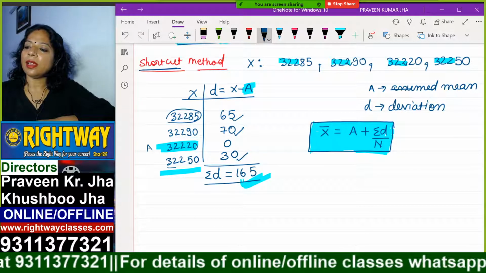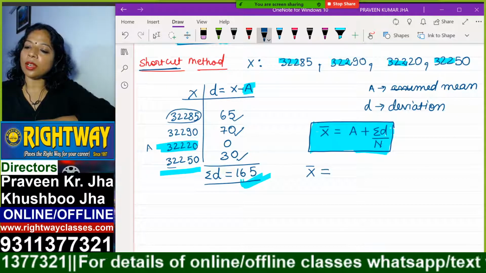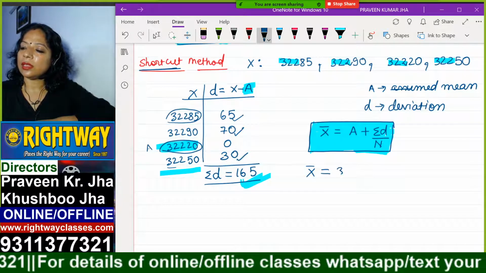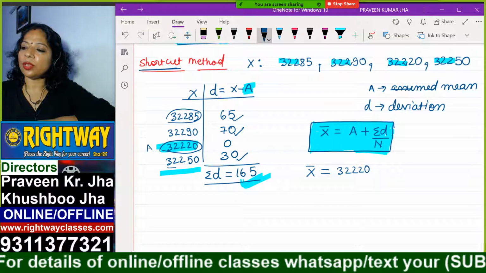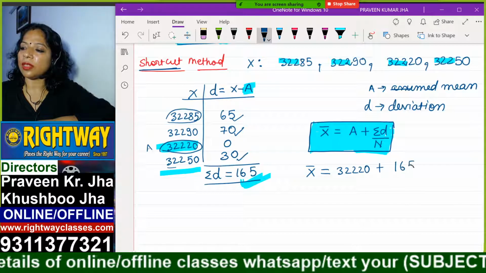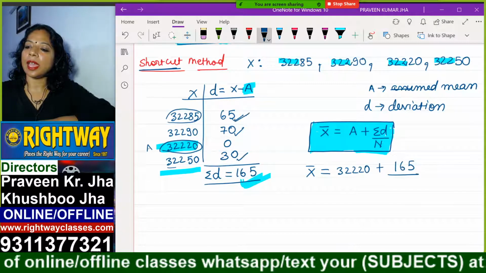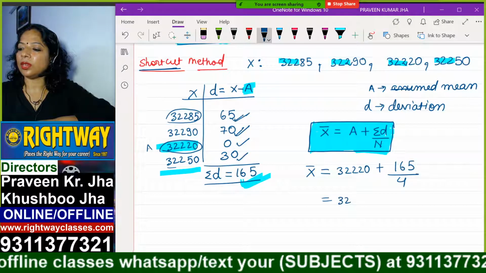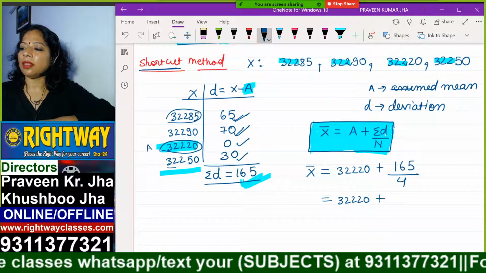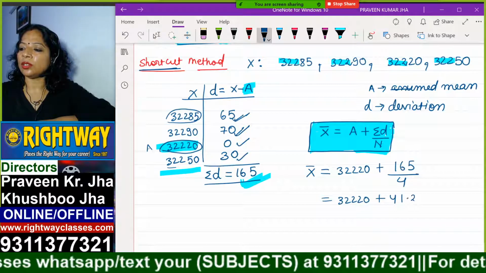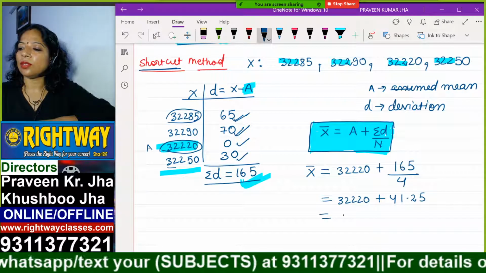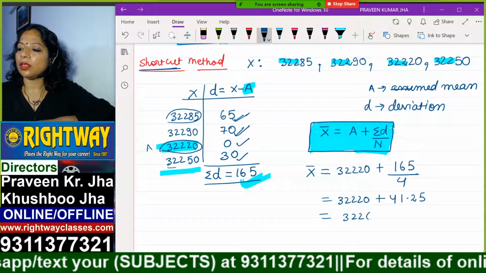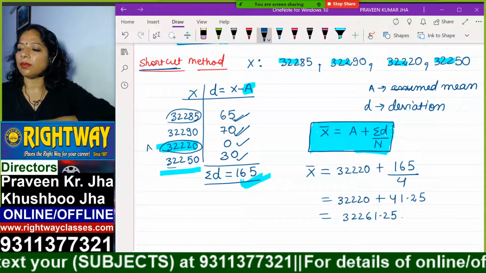So here mean is equal to a, which is 32220, plus summation d, which is 165, upon n. n is 1, 2, 3, 4. So it will be 32220 plus 41.25. So this will be 32261.25. Now is it clear?